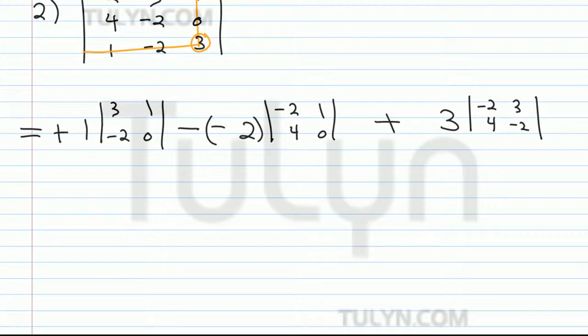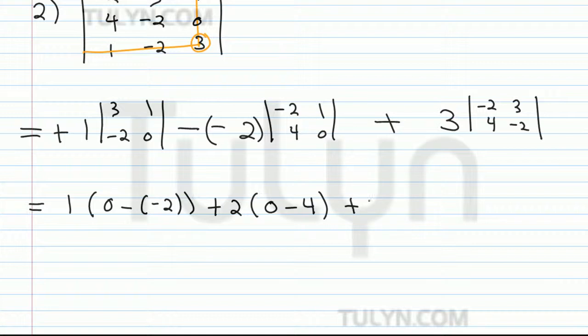So now let's simplify. 1 times cross multiplication: 0 times 3 is 0, minus negative 2 times 1 is negative 2. And then we have minus negative 2, which is going to be plus 2, times negative 2 times 0 is 0, minus 4 times 1. And then finally, we have 3 times negative 2 times negative 2, which is 4, minus 12, right?